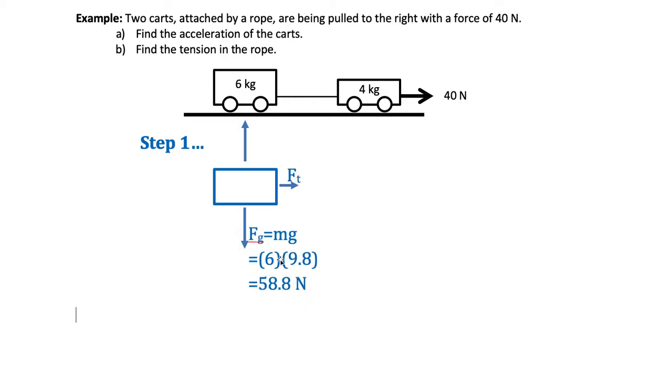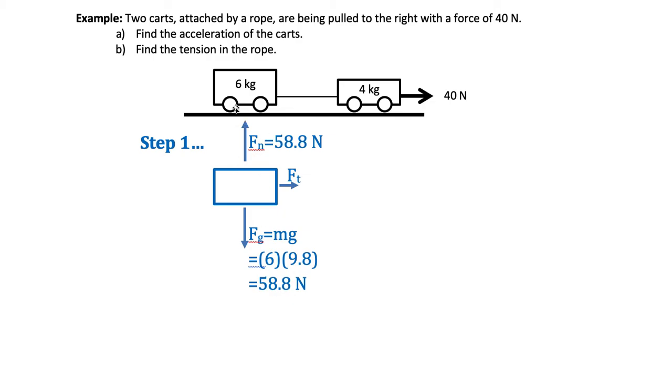Here's my gravity force, and yeah, I can find that right away. Fg equals m times g. The mass of this cart is 6. Little g is 9.8 because we're close to the surface of the Earth. So that's going to give me an Fg is 58.8 newtons. And that means my Fn is going to be the same.